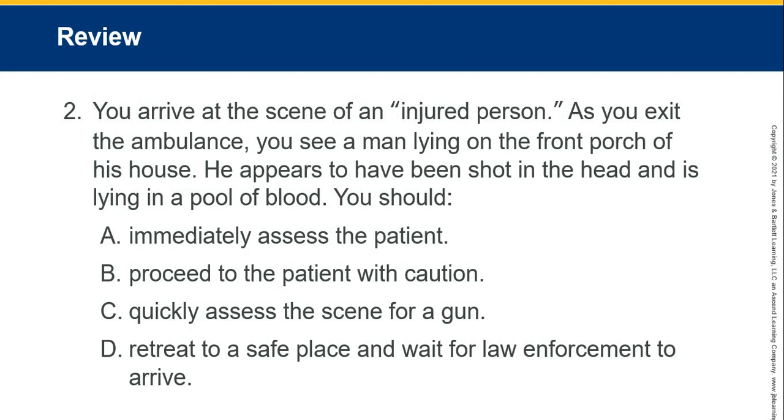Okay, so you arrive at the scene of an injured person. Usually this is going to come out as a call for an injured man down. As you exit the ambulance, you see a man lying on the front porch. Okay. He looks like he's shot in the head and a large pool of blood. You should what? So what's the first thing that you should actually know to do here? So you got to make sure the scene's safe because you don't know who shot him or where they are. All right. So that should tell you the answer on this one here.